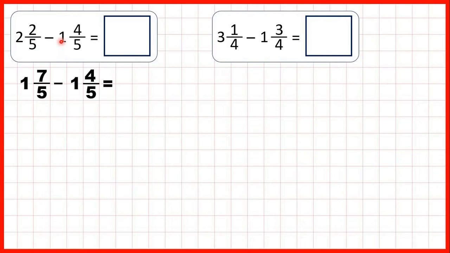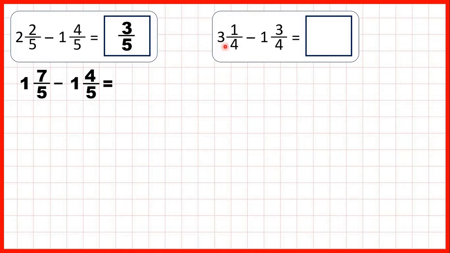So now we can subtract 1 4/5. We subtract the fractions first, and 7/5 minus 4/5 is 3/5, because remember, we keep the denominator the same. And now, if we look at our whole numbers, because we've exchanged, we have 1 minus 1, so that's 0. So our answer is just 3/5.